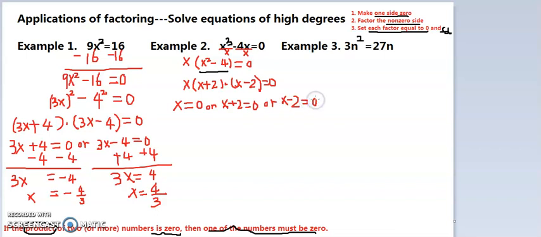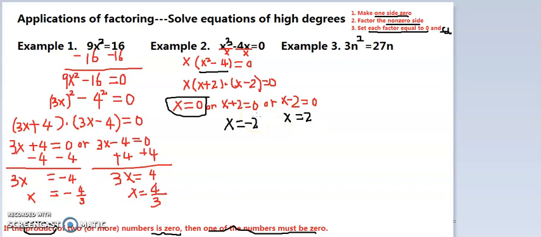Now we have to solve each one. Notice the first one is already, in this first equation, x is already by itself, so we don't have to do anything. The second one, we can subtract 2 from both sides to get x by itself. So we get x equals negative 2. And the last one, we can add 2 to both sides, and we get x equals positive 2. So there are 3 solutions.